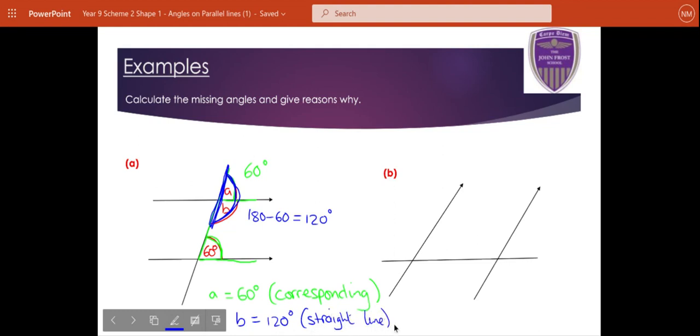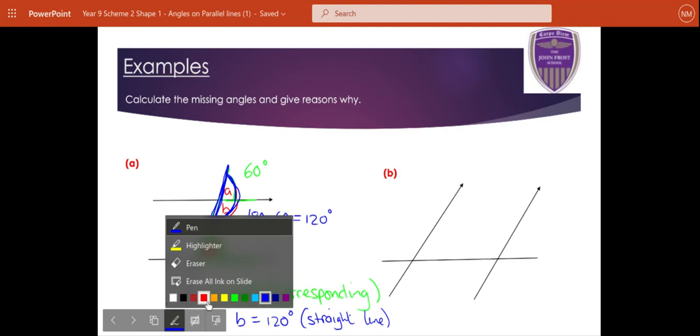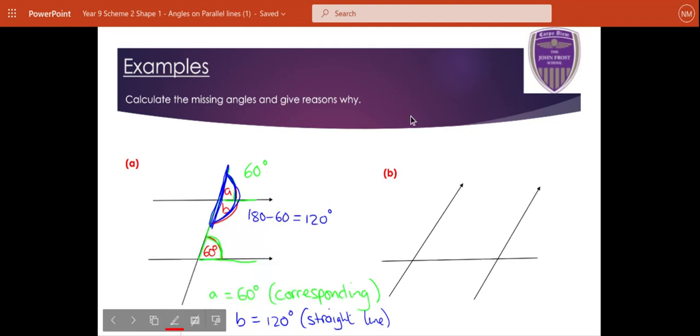Okay, so you've got to also think about other angle rules that we've learned in the past to help you answer these questions. Right, on to question B then. For question B, the information I'm going to give you this time is this angle here is 30, and then we need to work out these three angles here.